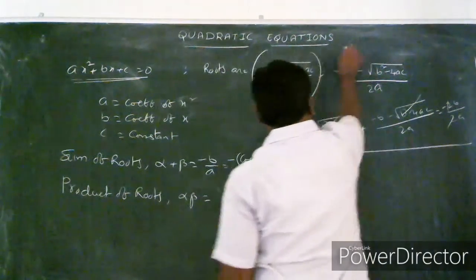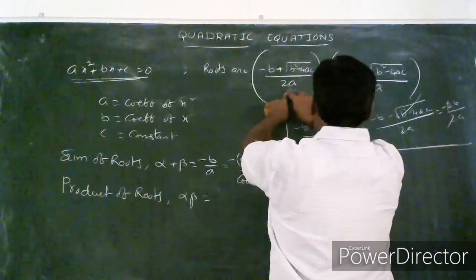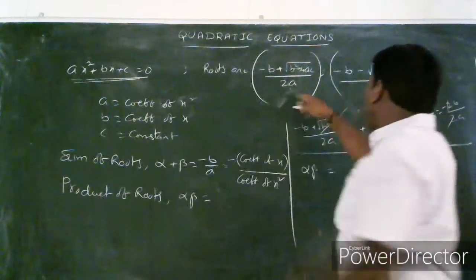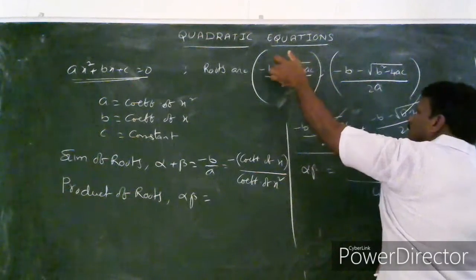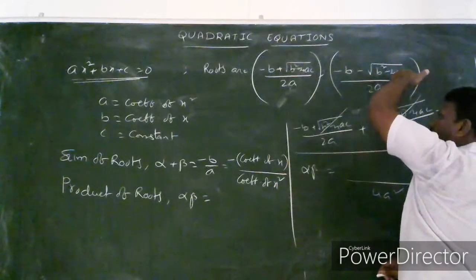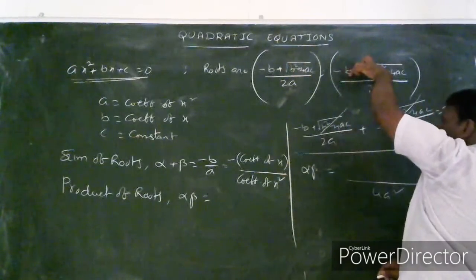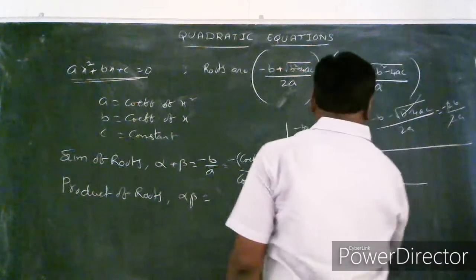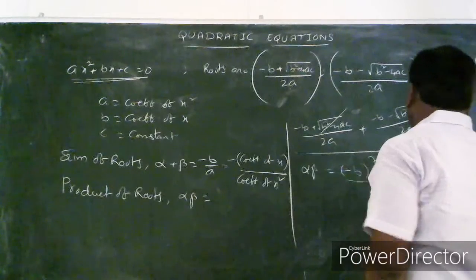That means this into this. When you observe the denominator, this is multiplication. We get 4a square, 2a into 2a. But the numerator is minus b plus root of b square minus 4ac, and here minus b minus root of b square minus 4ac. So this will be assumed as a plus b, and this becomes a minus b. A plus b into a minus b is a square minus b square. We get minus b whole square minus root of b square minus 4ac whole square.